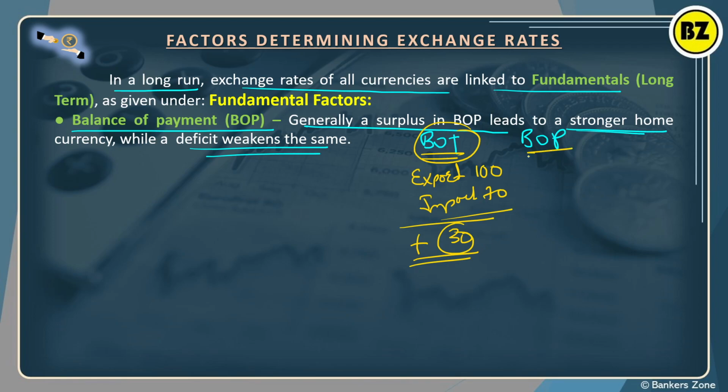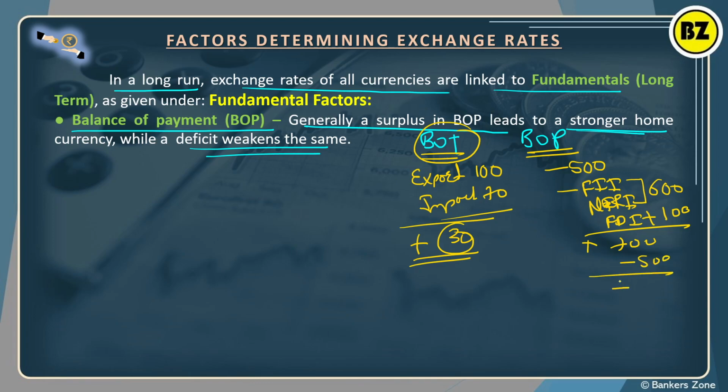Now what is the balance of payment? Suppose Indian people have invested abroad, say 500. In India we receive investment by way of foreign institutional investment. The NRIs are sending funds to India, and foreign institutional investors are investing in India. Suppose they have invested 600. Again, you can add 100 of FDI investment. So in total we received 700 in India, and we have invested 500 abroad. So what is the net? The net is 200.